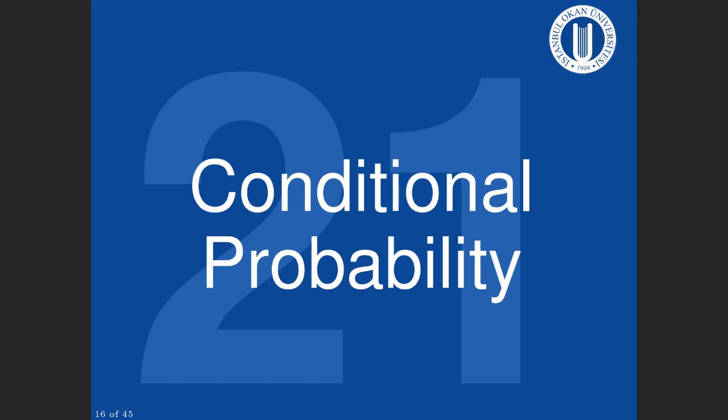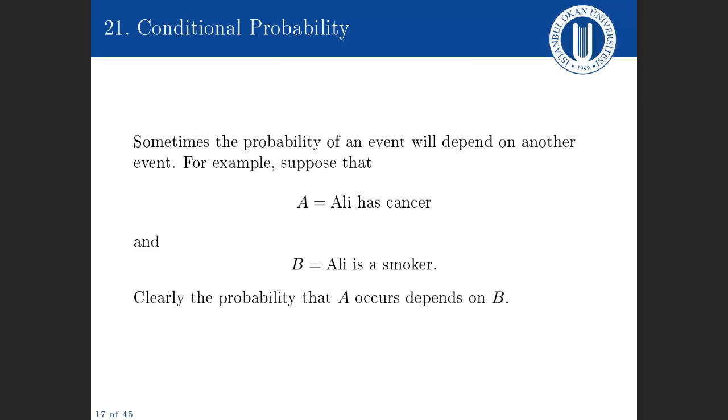The second idea for this week is the idea of conditional probability. Sometimes the probability of an event will depend on another event. For example, let's suppose A is the event Ali has cancer and B is the event Ali is a smoker. Then clearly these two are related. Clearly the probability that A occurs depends on B.